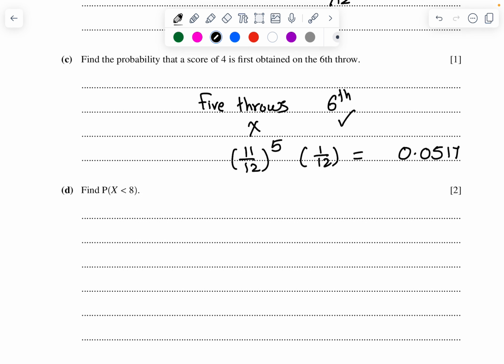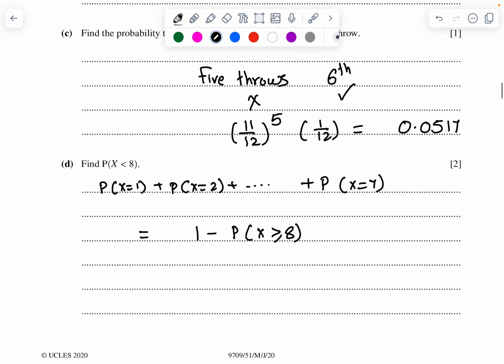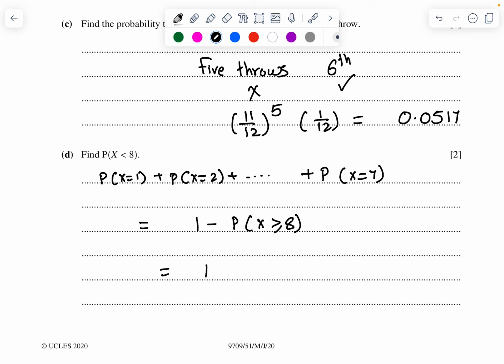Now the probability of X less than 8 means the probability of X equals 1 plus the probability of X equals 2 and so on till the probability of X equals 7. So what am I going to do for this one? It is going to be 1 minus the probability of X greater than or equal to 8.